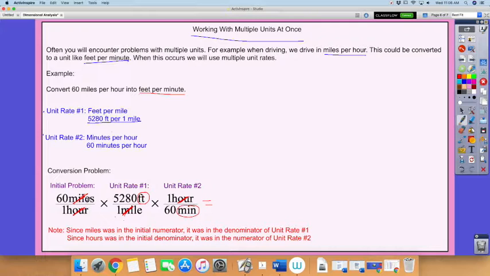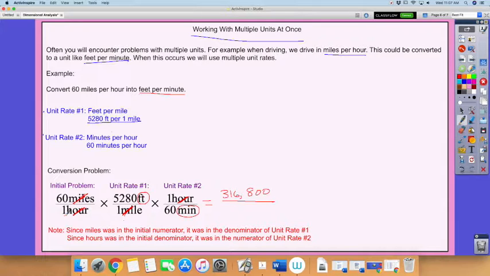So now what we're going to do is we're going to go along the numerator and multiply. So we have 60 times 5,280. That gives me what looks like a crazy number of 316,800. So that's currently 316,800 feet.